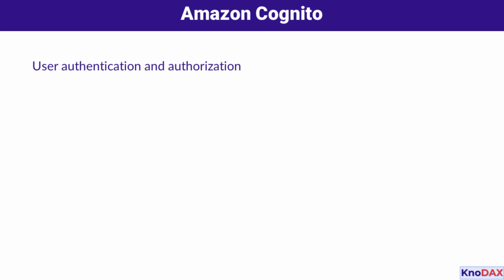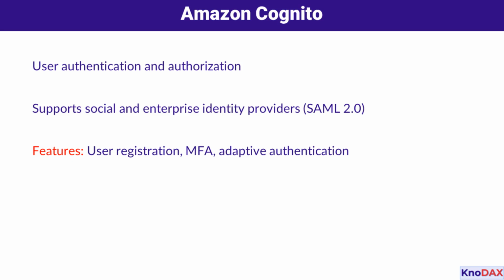Now, what about your web and mobile applications that need user authentication? Amazon Cognito is the go-to service. It supports user registration, login, and multi-factor authentication. Plus, it works with social logins like Google and Facebook, as well as enterprise identity providers via SAML 2.0.